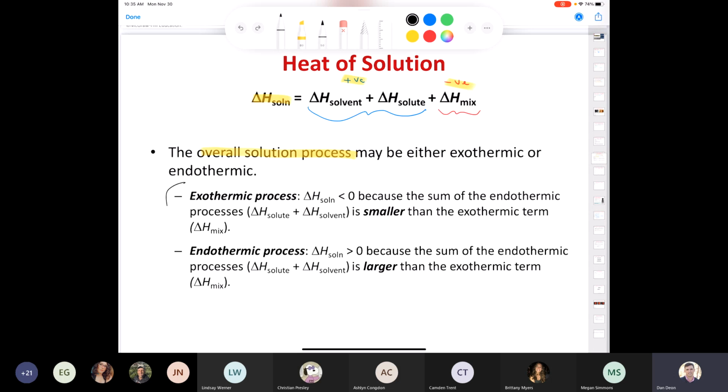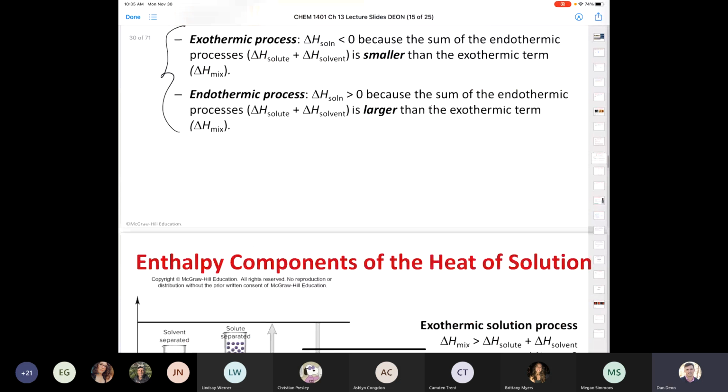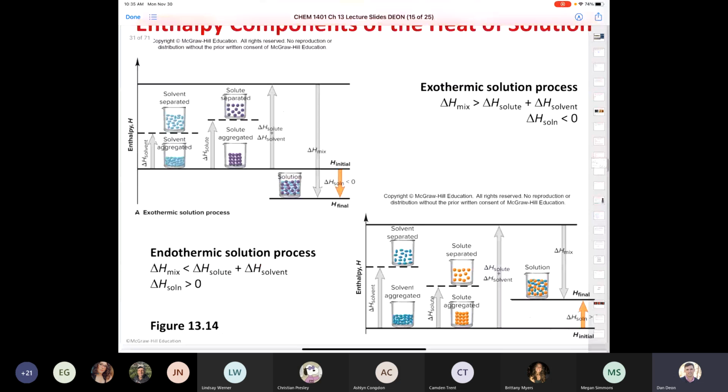Okay, I mean, anybody here could tell you that. You don't even have to know anything about chemistry to figure that part out. But what's the take-home message from this slide is that whether this is exothermic or endothermic is going to depend on the magnitude of the endothermic processes, delta H solvent and delta H solute, and the exothermic process, the delta H of mixing. Well, let's look at some enthalpy diagrams for the formation of some ionic solutions.